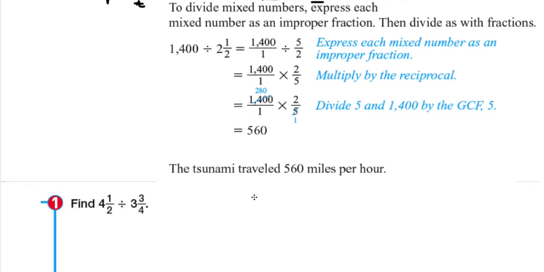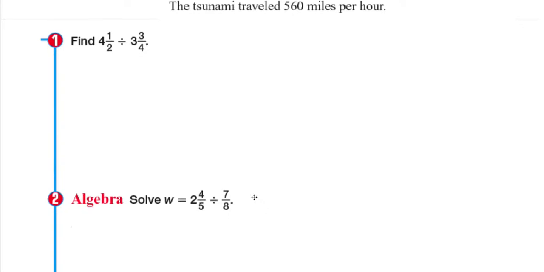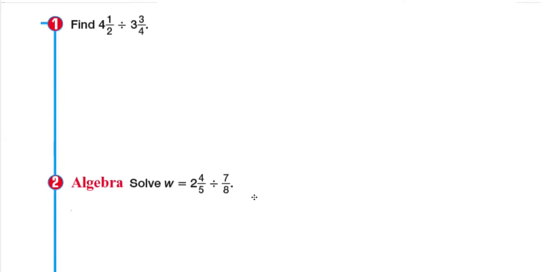So the tsunami traveled 560 miles per hour. That's a fast tidal wave. Let's take a look at example number 1, 4.5 divided by 3 3/4. We estimate our answer first. 4.5 is close to 4, and 3 3/4 is close to 4. So 4 divided by 4 is 1. Our answer should be close to 1.